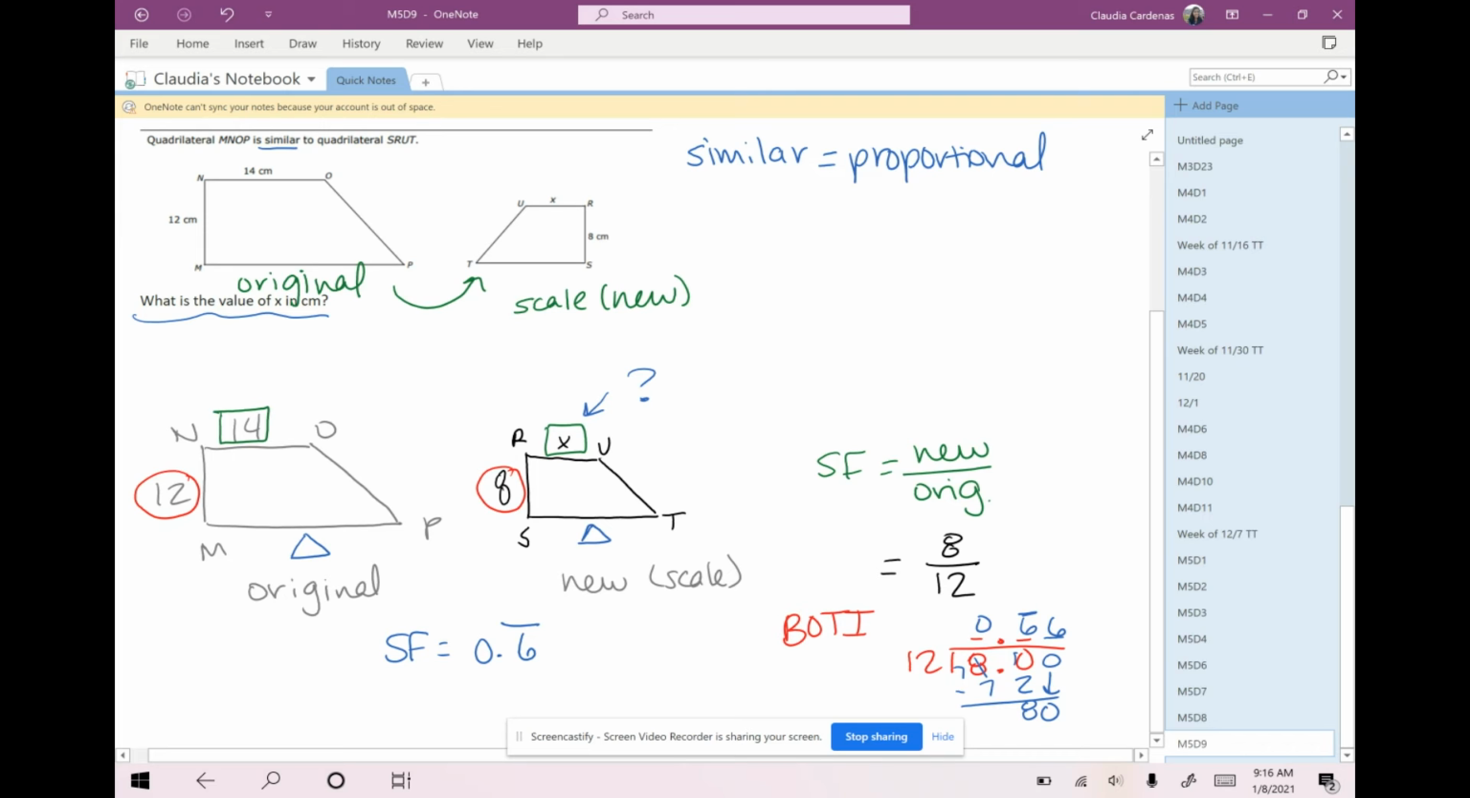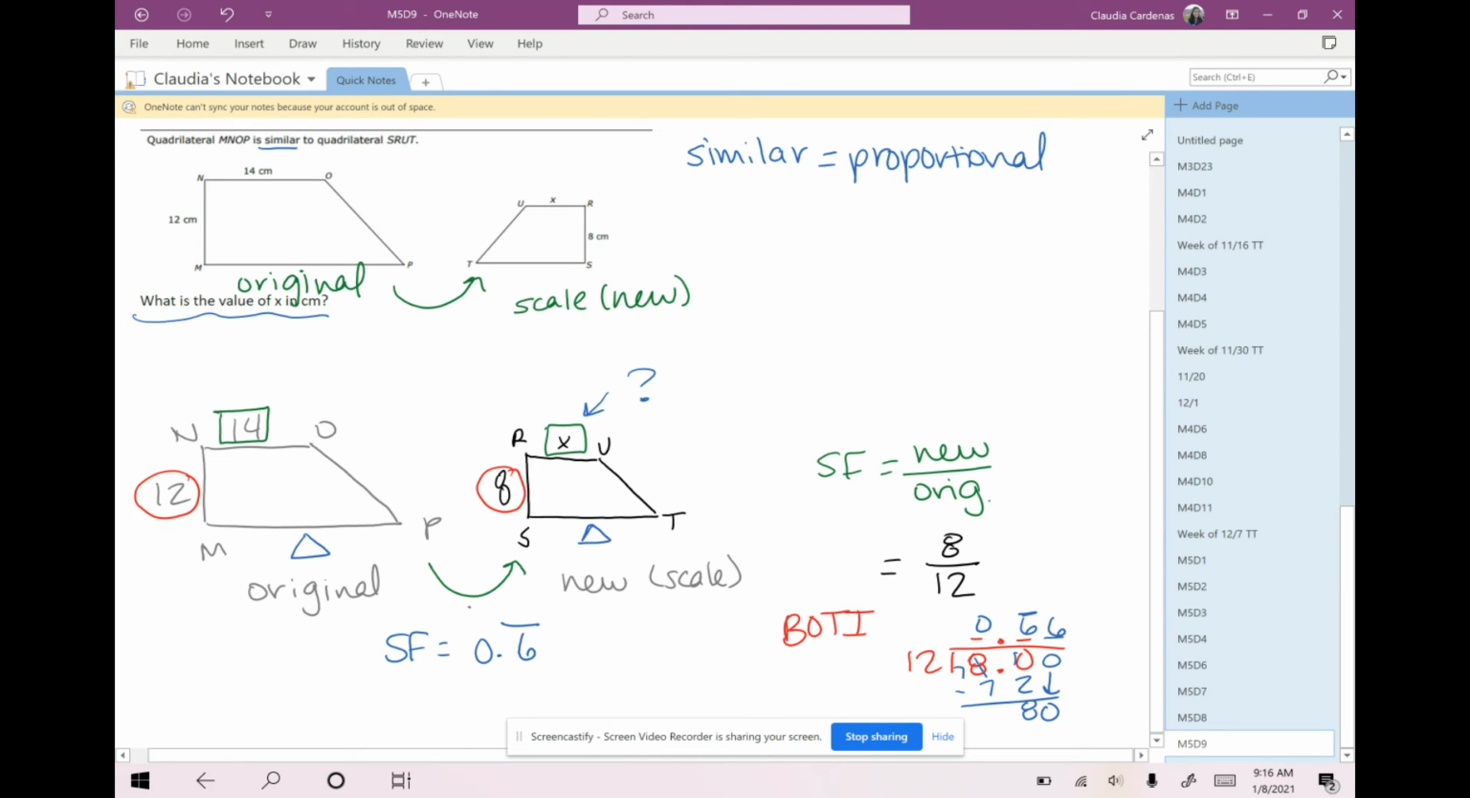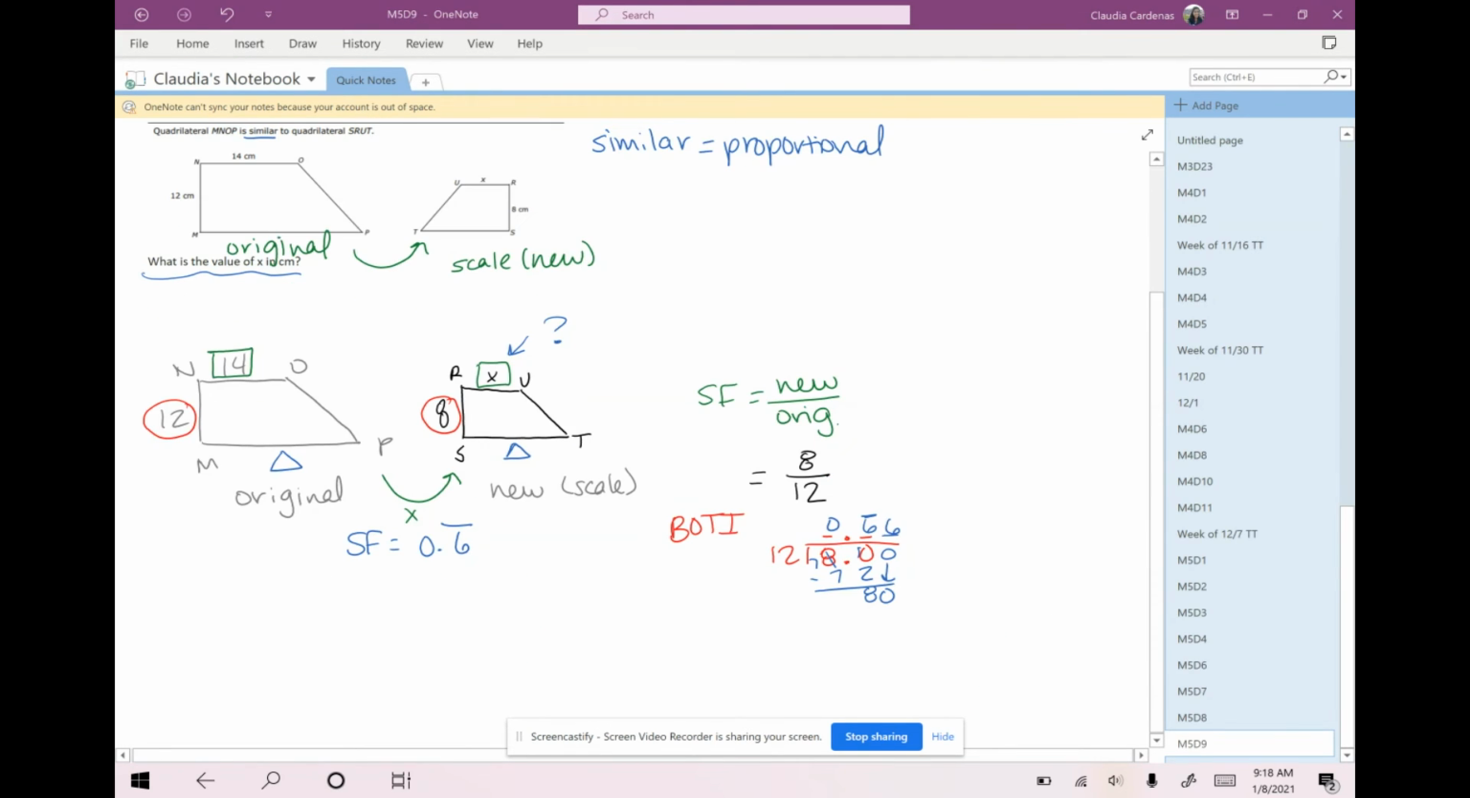Well, I know that to find the new dimensions, we multiply every original dimension by the scale factor. I'm sorry, let me say that again. We multiply the scale factor by every dimension on the original shape to get the new dimension, okay? So that means to get from here to here, it is multiplying by that scale factor.